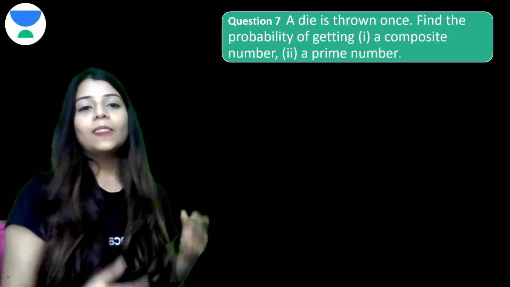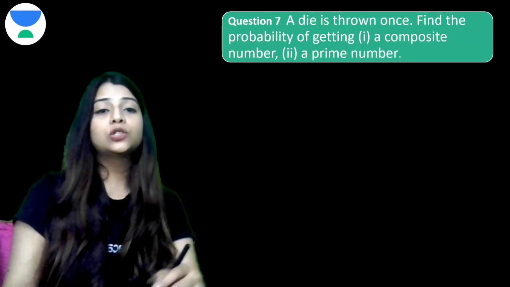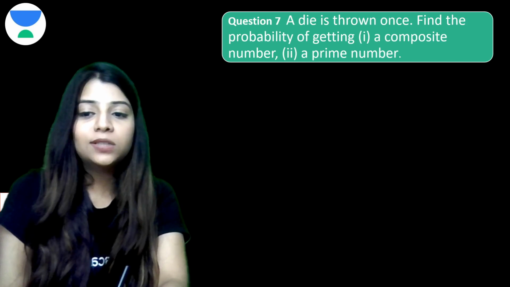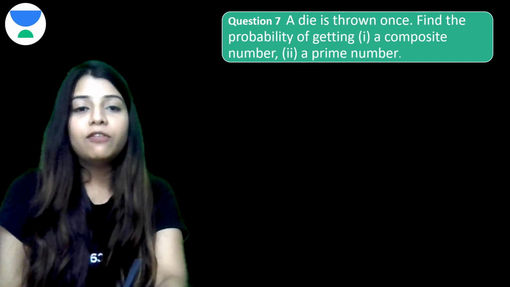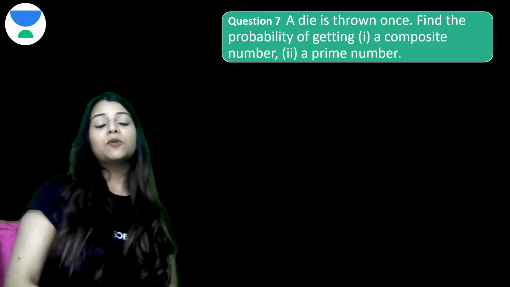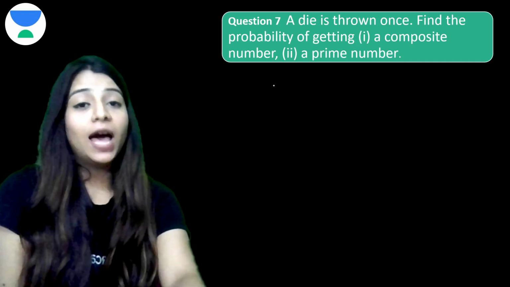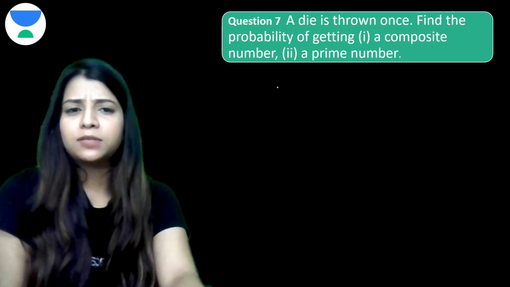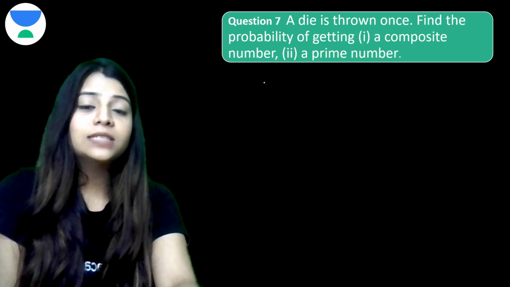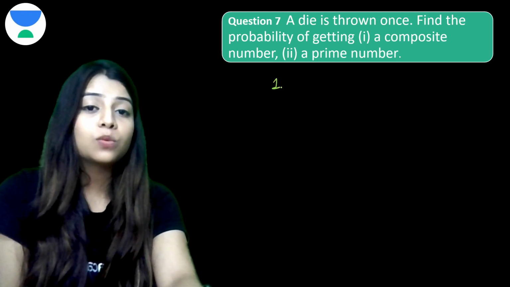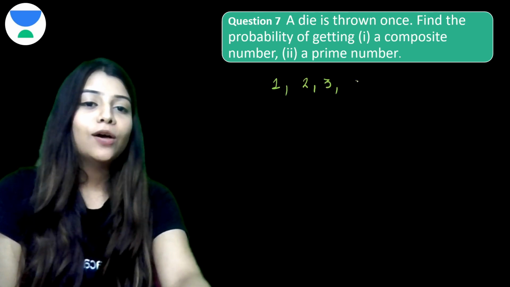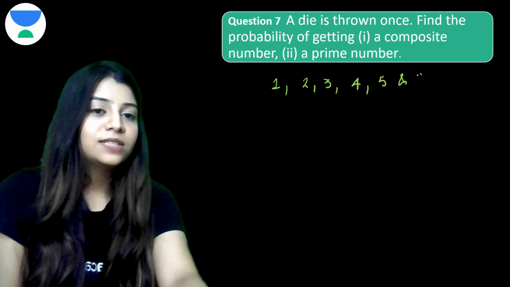All right, the seventh question is here. A die is thrown once. A die is a single dice. If a die is thrown once, find the probability of getting a composite number. I first have to write the total outcomes if I throw a dice. If I throw a dice, I get a total number of outcomes as 1, 2, 3, 4, 5 and 6.